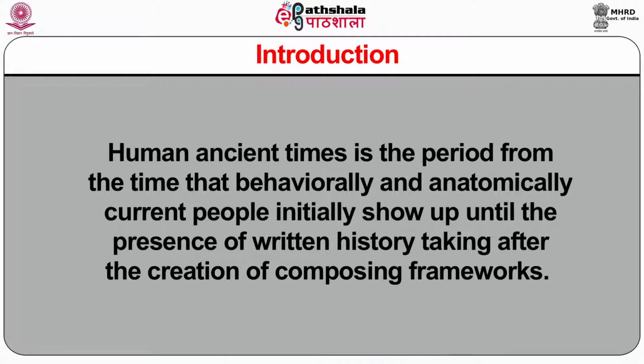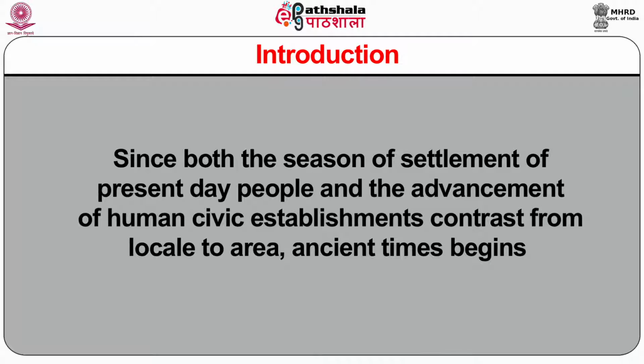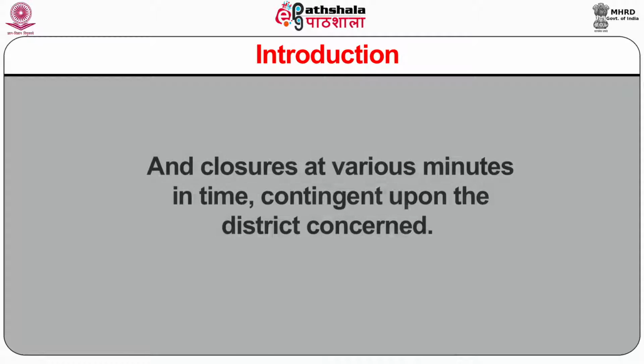Prehistory means truly ancient times, from the Latin word meaning before. Human prehistory is the period from the time that behaviorally and anatomically modern people first appear until the presence of written history following the creation of writing systems. Since both the time of settlement of modern humans and the development of human civilizations differ from region to region, prehistory begins and ends at different moments in time depending on the region concerned.